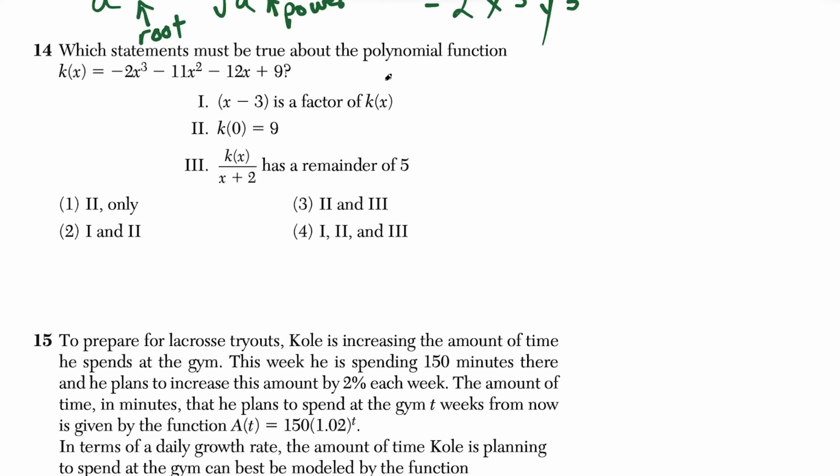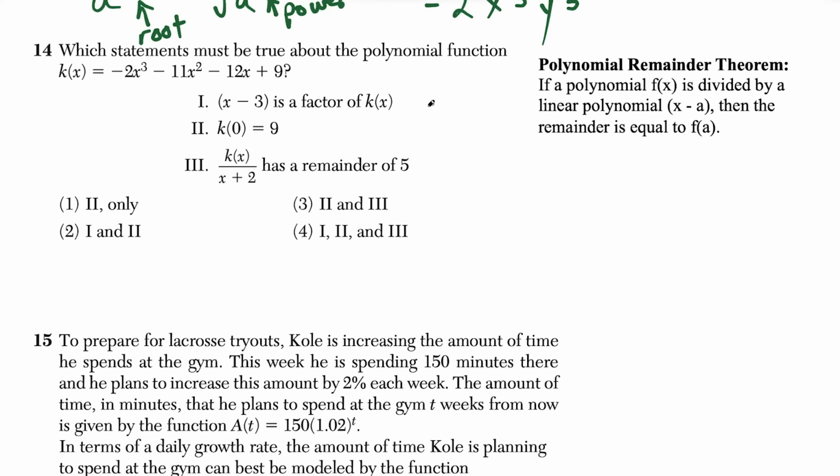Question 14, which statements must be true about the polynomial function k of x? So for this question, we are going to use the polynomial remainder theorem for Roman numeral 3. So I'm just going to have this here on the side for now. So let's go through the Roman numerals one by one. X minus 3 is a factor of k of x.